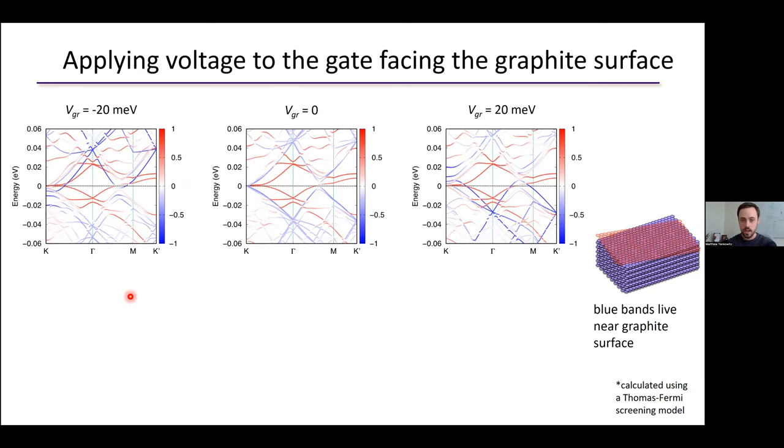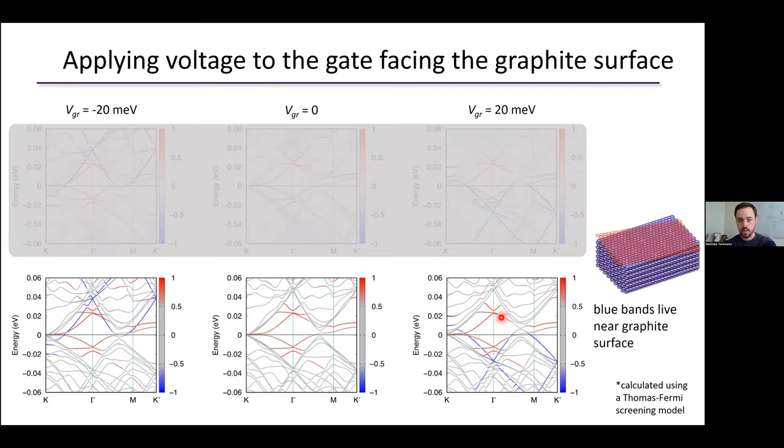And similarly, I can do a calculation for the graphite surface as I change the potential on the graphite gate. And now I want to, again, saturate the color scale and call attention to the blue bands, which are the ones that live near this outer graphite surface. You can see that the bands don't move as I change the graphite gate voltage. But as I apply a positive potential, the valence band of the graphite gets pulled up with respect to the chemical potential, so it should start doping holes. And as I apply a negative potential, the conduction band moves down. So I should start populating electrons onto this outer graphite surface.